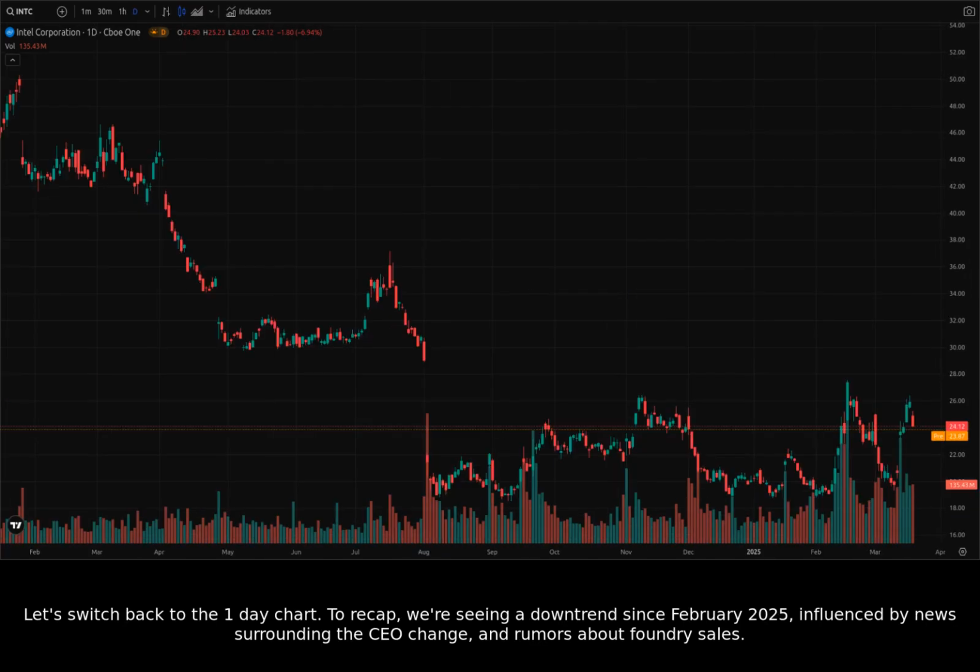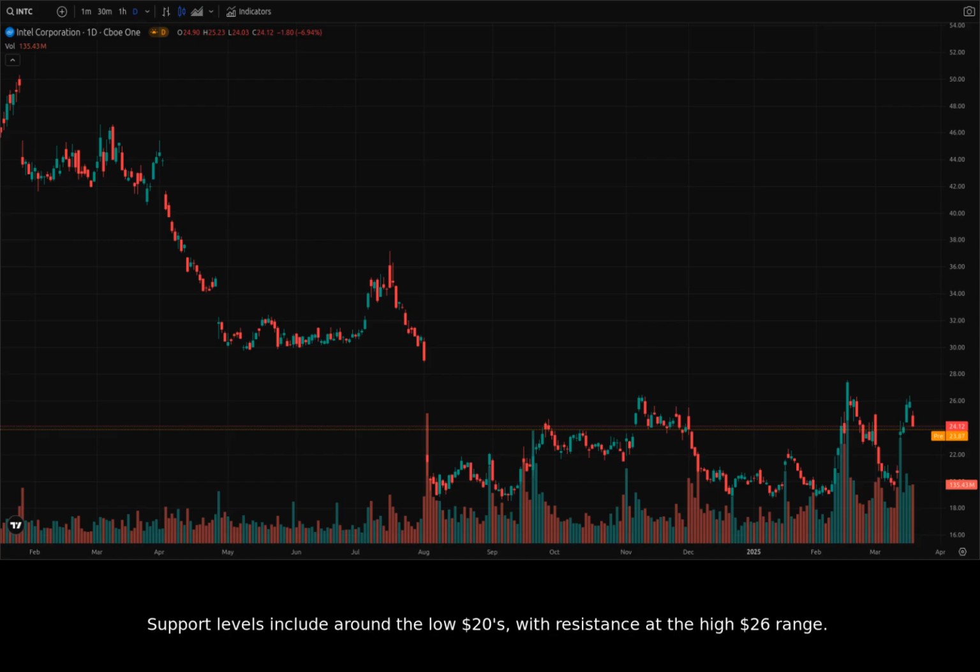Let's switch back to the one-day chart. To recap, we're seeing a downtrend since February 2025, influenced by news surrounding the CEO change and rumors about foundry sales. Support levels include around the low $20s, with resistance at the high $26 range.